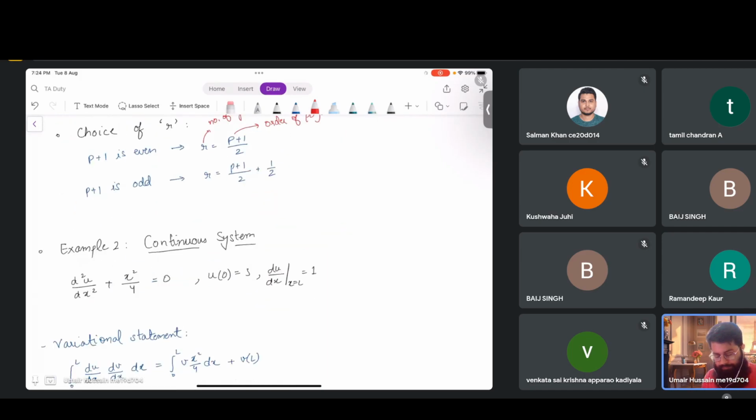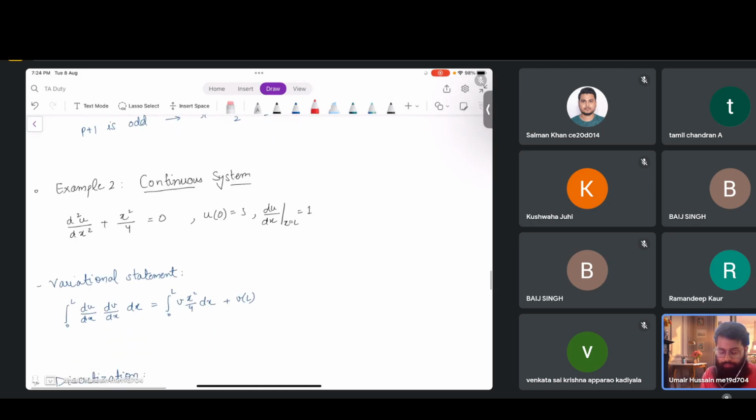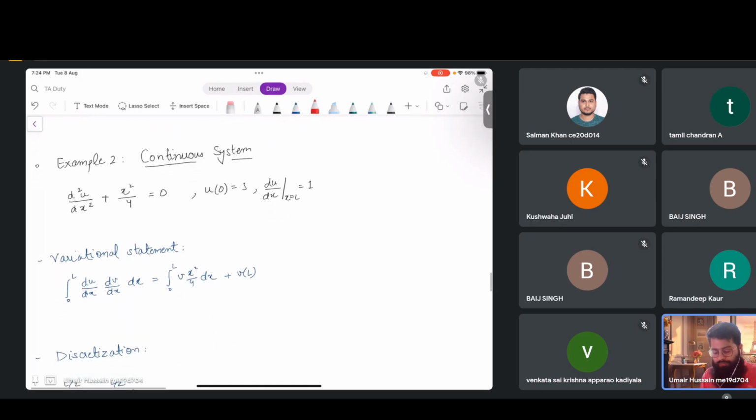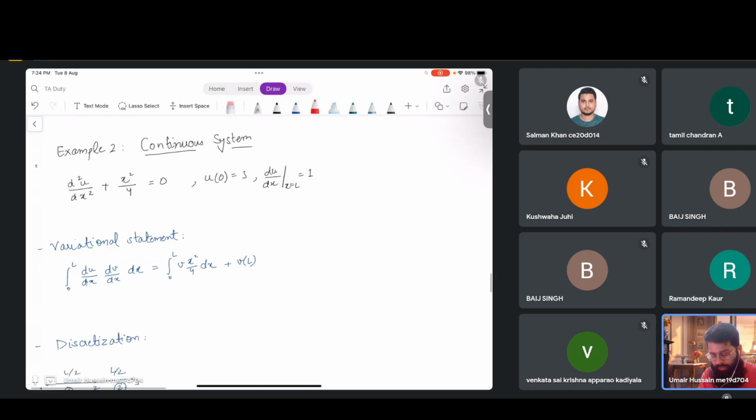Then we have an example of a continuous system. We were given a second order differential equation with the boundary conditions. Now, how do we use FEM for that? The first thing is that in FEM we go from the strong form to the weak form. That is the variational statement that is written here.